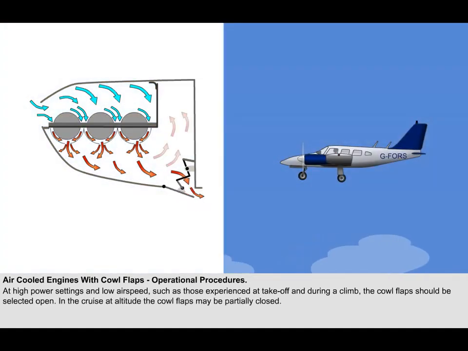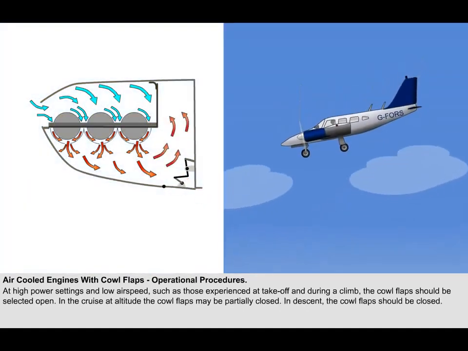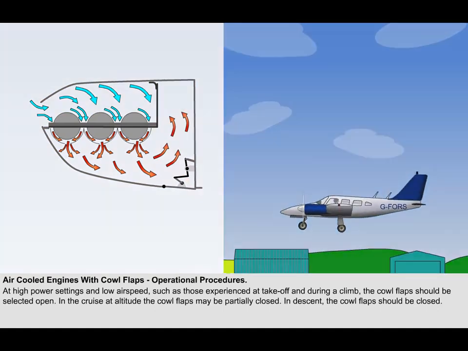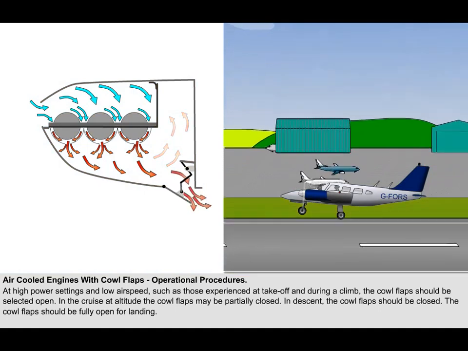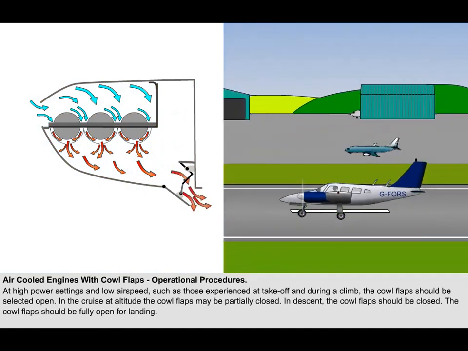In the cruise at altitude, because the drop in air temperature at height will improve the efficiency of the cooling system, the cowl flaps may be partially closed to maintain the engine temperature. In descent, the cowl flaps should be closed in order to reduce the cooling effect of the airflow. The cowl flaps should be fully open for landing in preparation for a go-around should one become necessary.